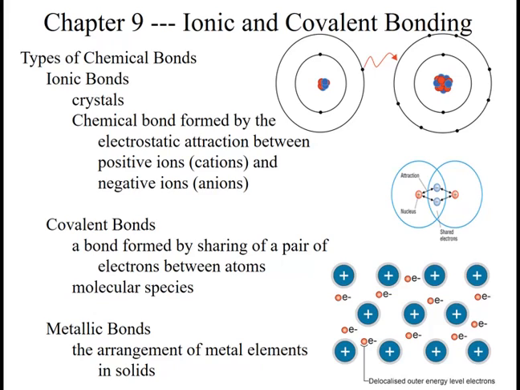In Chapter 9, we're going to talk about ionic and covalent bonding and how to build the electron configuration. So we're going to start out with the fact that there are three different types of bonding in chemicals. There's the ionic bond, which forms crystals. So this is going to be an ionic molecule.